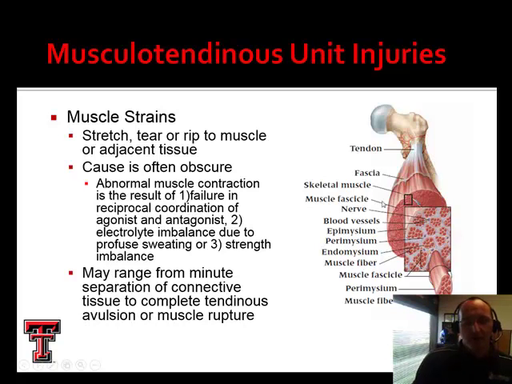Now, the cause of a strain, sometimes we can't really pinpoint what causes a strain. It could be due to something as simple as an electrolyte imbalance. It could be the result of a strength imbalance that occurs due to poor posture. There can be a lot of reasons for it, but once they occur, treatment becomes pretty much the same. This can range from a very minute, microscopic separation of the connective tissue to a complete rupture, where we've got no continuity whatsoever between the muscle and its attachment point.